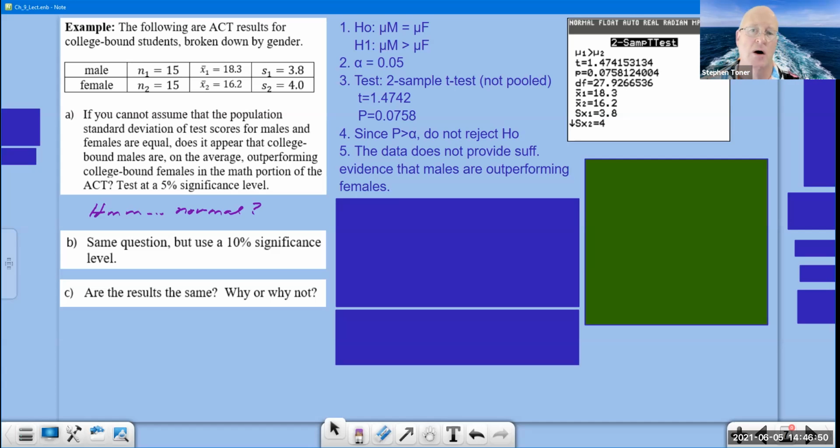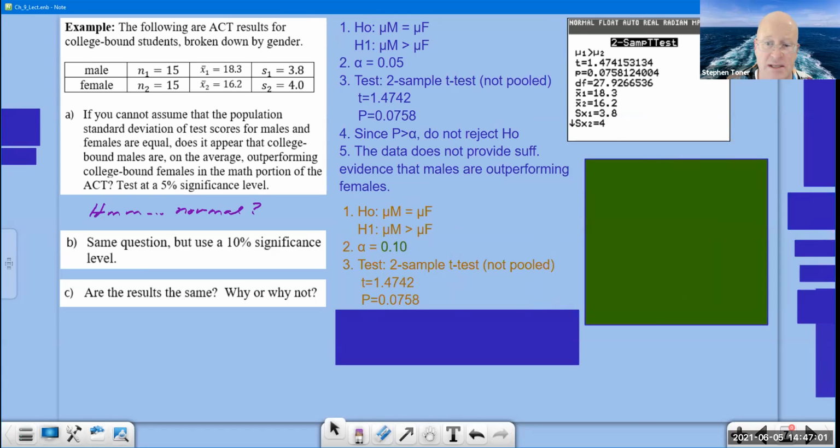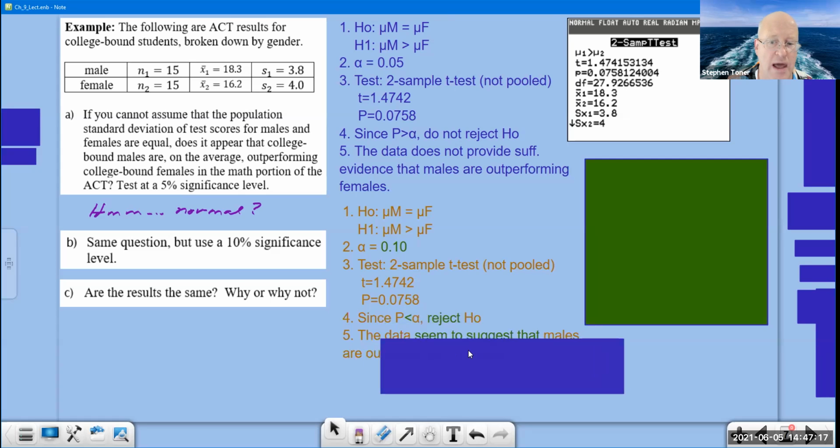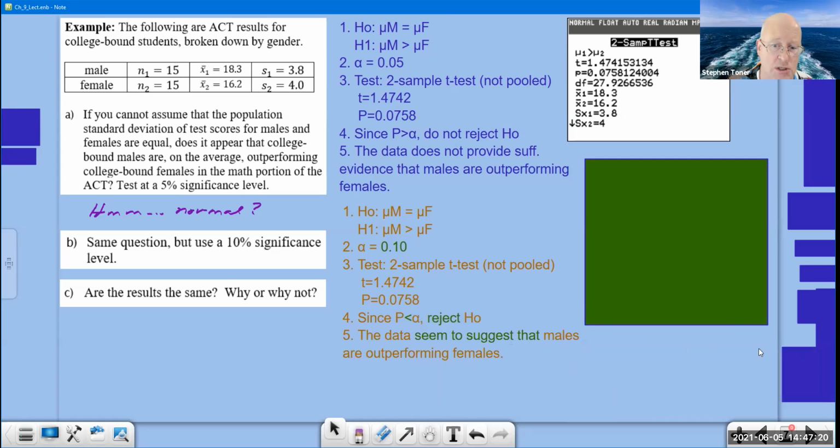we're going to change out the significance level to 10%. Now, when I do that, where's my cursor? There it is. All the steps of the hypothesis test are the same, except right there in green, you can see I changed my 5% to a 10%. Now my P is not smaller than alpha or bigger than alpha. P is smaller than alpha. So now everything is going to change.